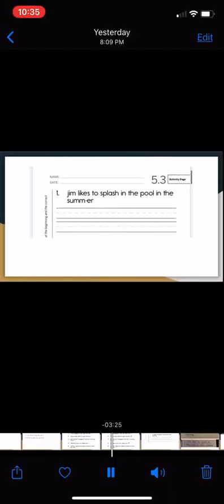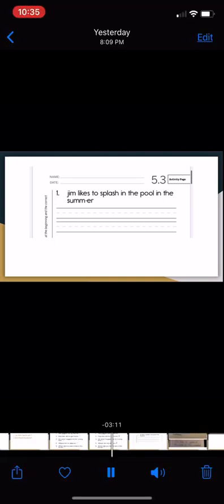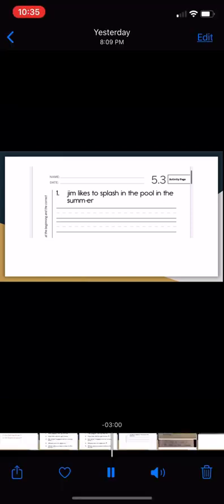Now let's take a look at some sentences. What you need to do to these sentences is edit them before you write them. We need to fix what's wrong with these sentences. If you do not have this paper, please just look at the video and you can use the corrections that we do together and write them on a separate piece of paper. Number 1, Jim likes to splash in the pool in the summer. What is wrong with the beginning of the sentence?